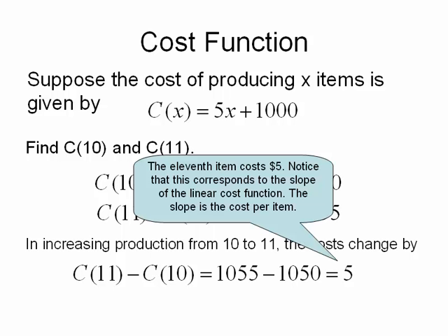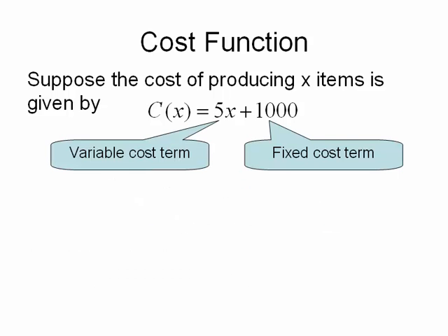So that tells me that the 11th item costs $5. Notice that this corresponds to the slope of our linear cost function. The slope is our cost per item. So our function consists of two terms, a variable cost term and a fixed cost term. The variable cost term has 5x, where 5 is the slope, and the fixed cost term is the 1,000.